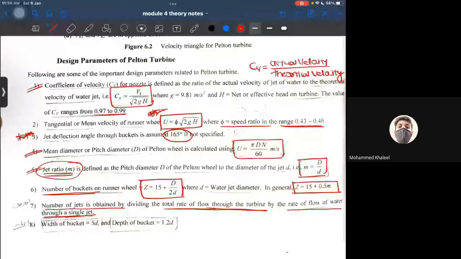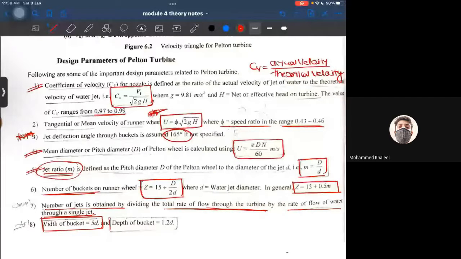Suppose the width of the bucket is not specified, you can take the standard value of 5d. If the depth of the bucket is not specified, then we can take the standard value as 1.2d. So all these steps are to be taken when certain things are not given in the problem. If the width of the bucket is not given, you have to take it as 5d. If the depth of the bucket is not given, you have to take it as 1.2d. Clear? Any doubts about all these design parameters of the Pelton wheel? Any doubts here?